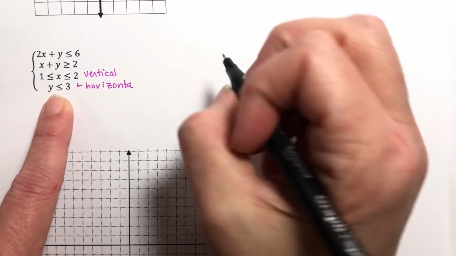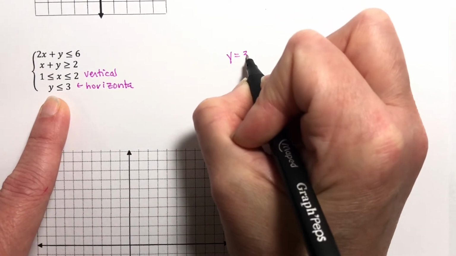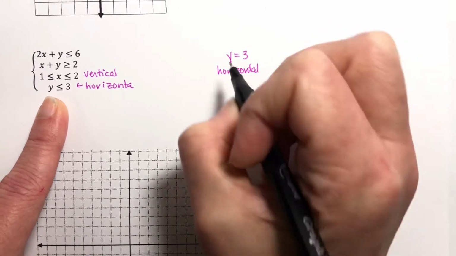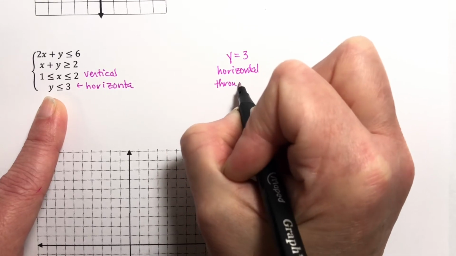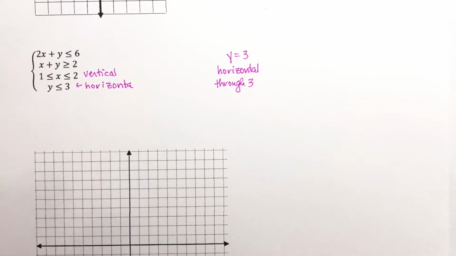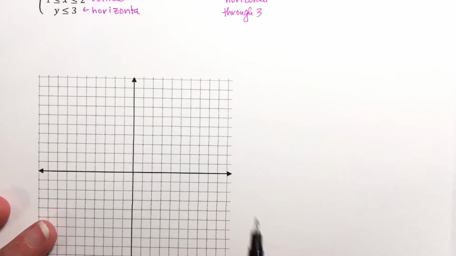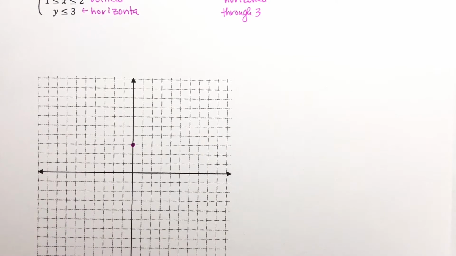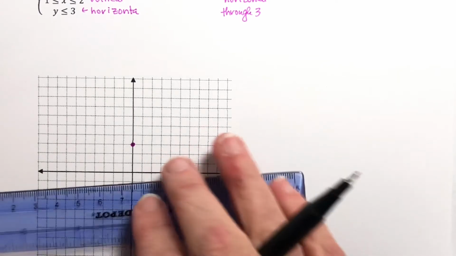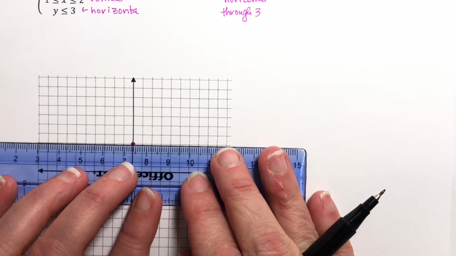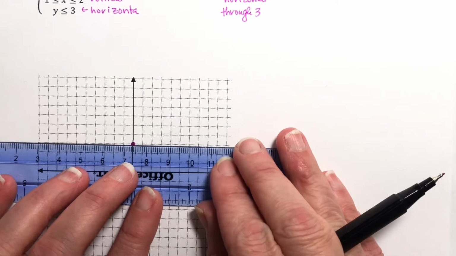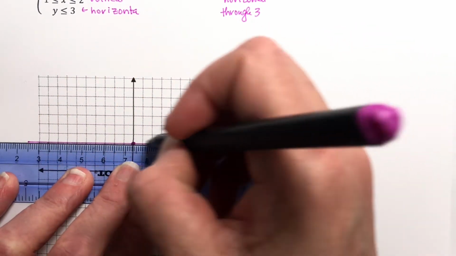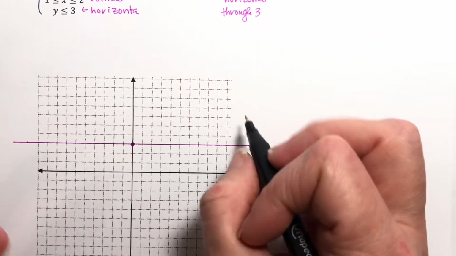I'm going to start off with this one. If I have y equal to 3, I have a horizontal line through 3. Okay? So if I go to 3, it's always going to be on my y-axis because that's where horizontal lines are. And I'm going to draw a nice horizontal line through here. And I'm going to be as precise as I can be on this.